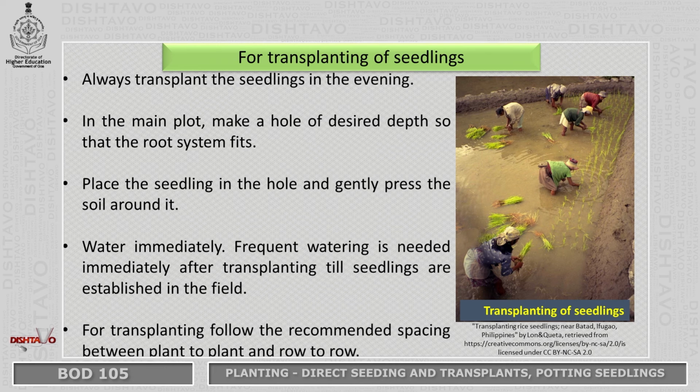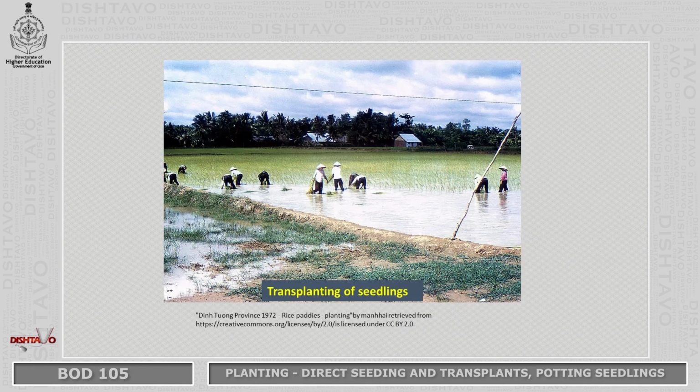For transplanting, follow the recommended space between plant to plant and row to row. In this picture, you can see transplanting of seedlings in the paddy field where water is already present. This is the field of transplanting of seedlings, again of rice.